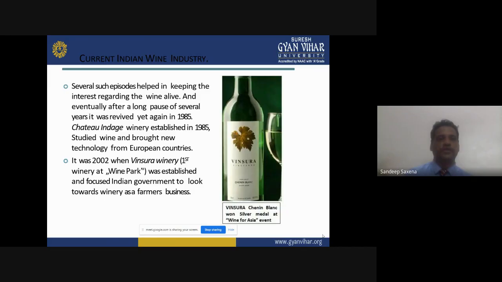This led the Indian government to look toward wineries as a farmer business. So Vinsura Chenin Blanc won a silver medal at a Wine for Asia event. It was the first event that completely changed Indian wine.